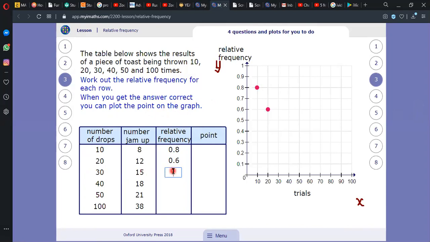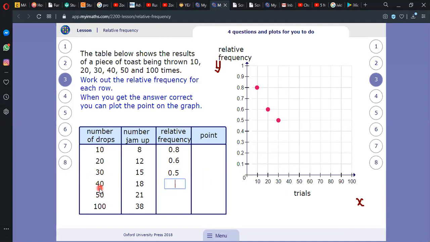We put a value here. That should be 0.5. And then we can plot the point. What we are plotting, don't forget, is relative frequency against the total number of trials. So 30 for the x-axis, 0.5 for the y-axis. So I'm dragging the point to 30 on the x-axis and taking it to 0.5 on the y-axis.